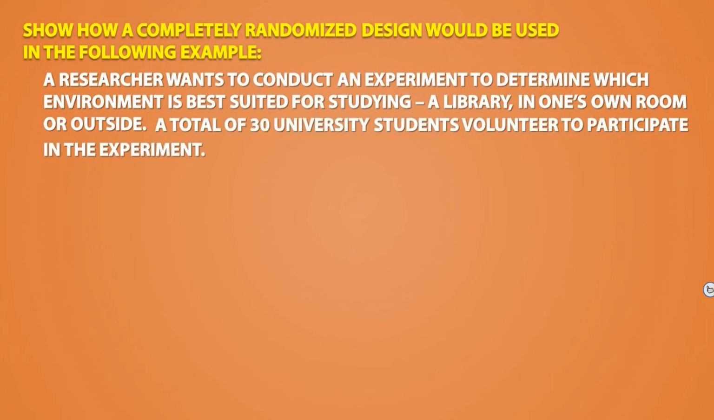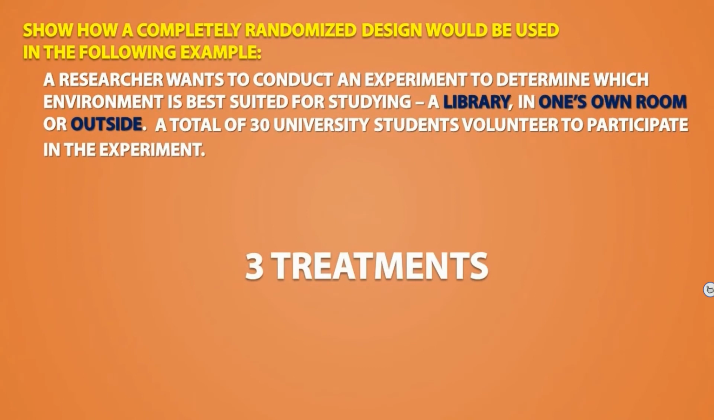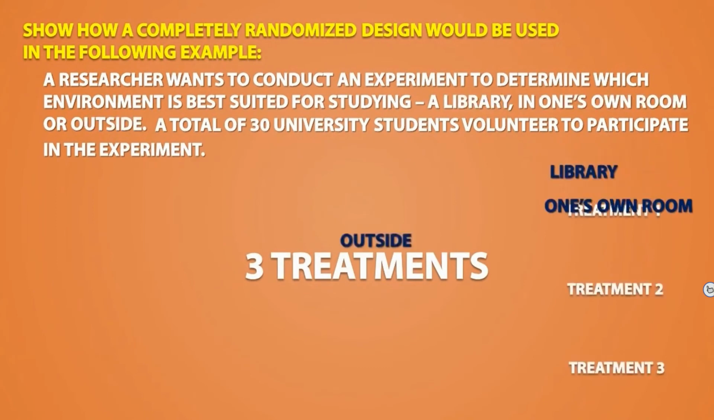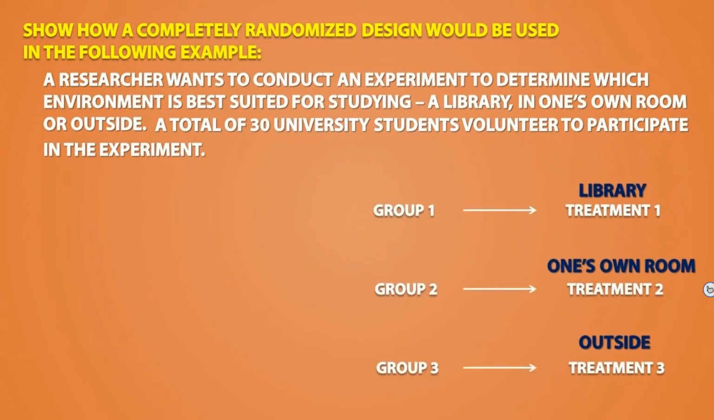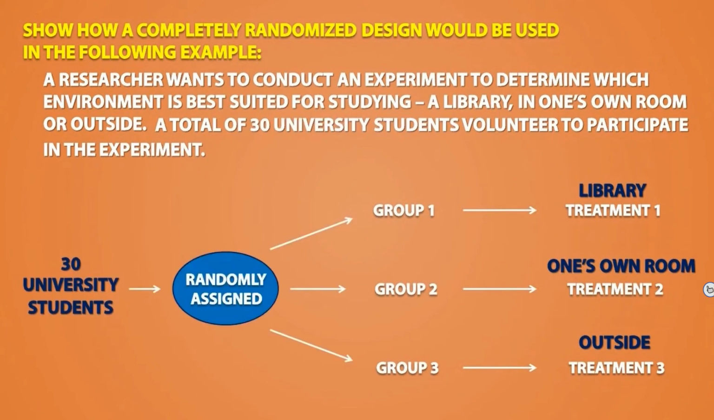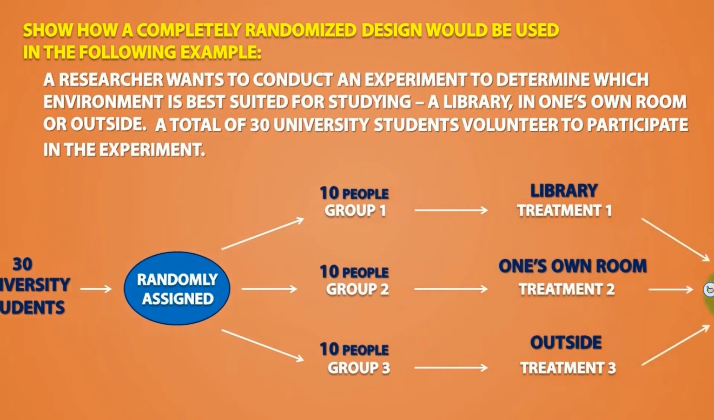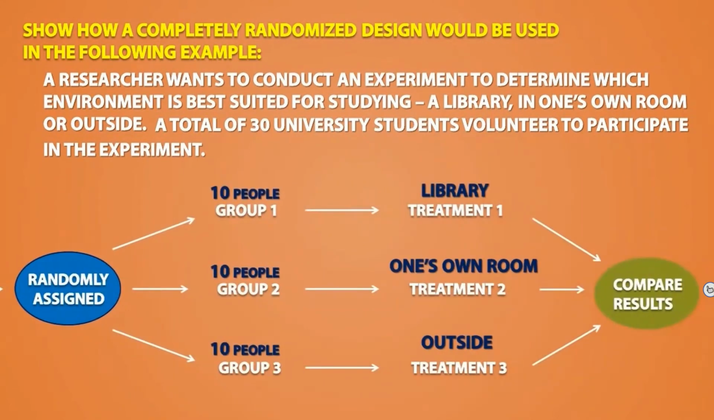A total of 30 university students volunteered to participate in the experiment. So we have 3 treatments: the library, in one's own room, and outside. Since we have 3 treatments, we will have 3 groups receiving the treatments. Since there are 30 university students, these 30 subjects will be randomly assigned into 3 groups to receive the treatments. Since there are 30 people, each group will have 10 people, and at the end of the experiment, we would compare the results from each treatment.